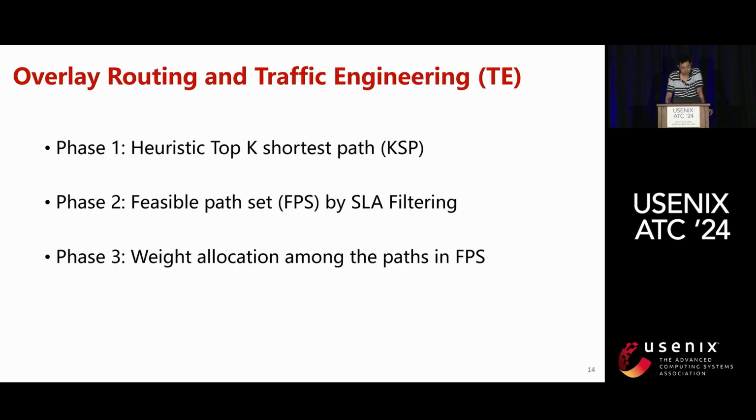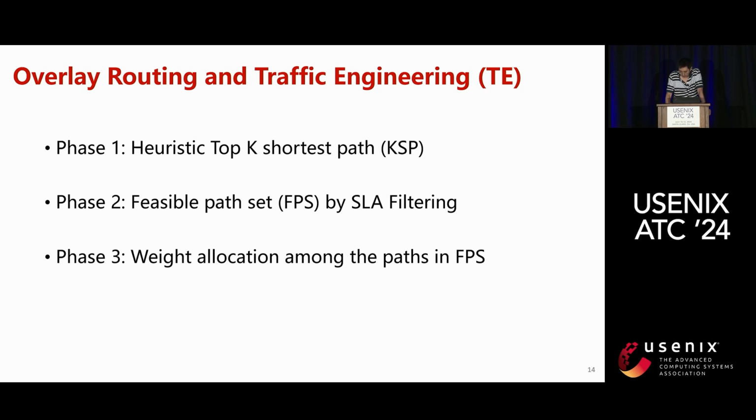And then we have this overlay routing and traffic engineering block. So we have 3 phases. The first phase, based on the overlay network topology and real network measurement, will have the top K shortest paths calculated, and we use a scalable heuristic manner.